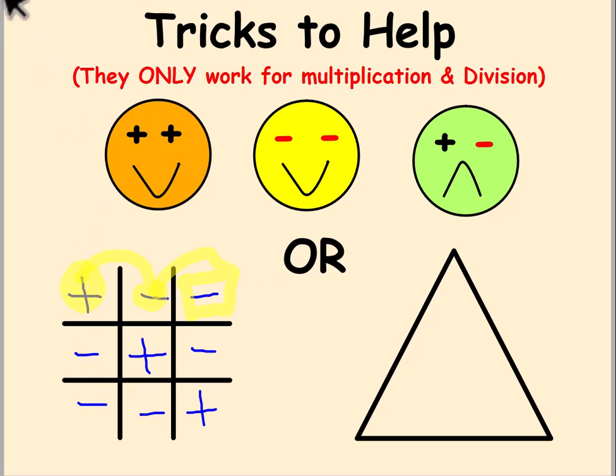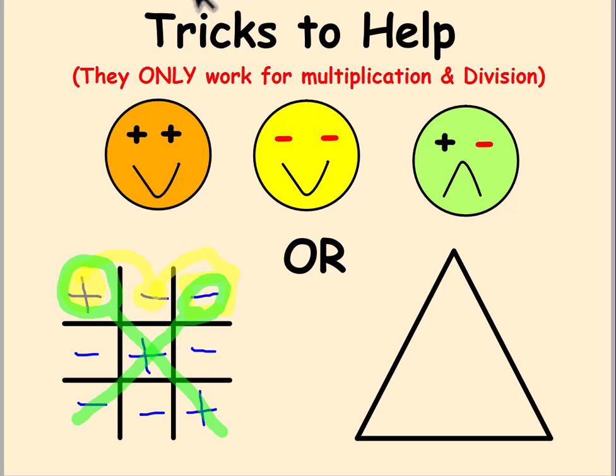Okay, so you look at the 3 in a row. If I have a negative times a positive, that's going to give me a negative answer. If I have a positive times a positive, that gives me a positive answer. So you just follow the 3 in a row with the 2 signs that you know, and the third one will give you the sign of your answer.